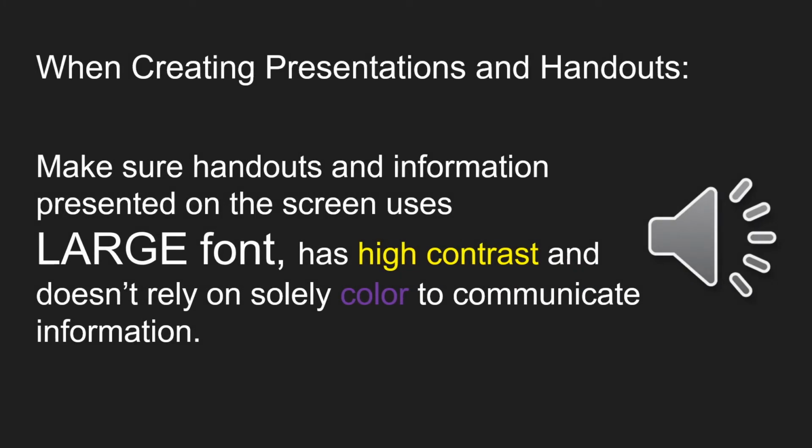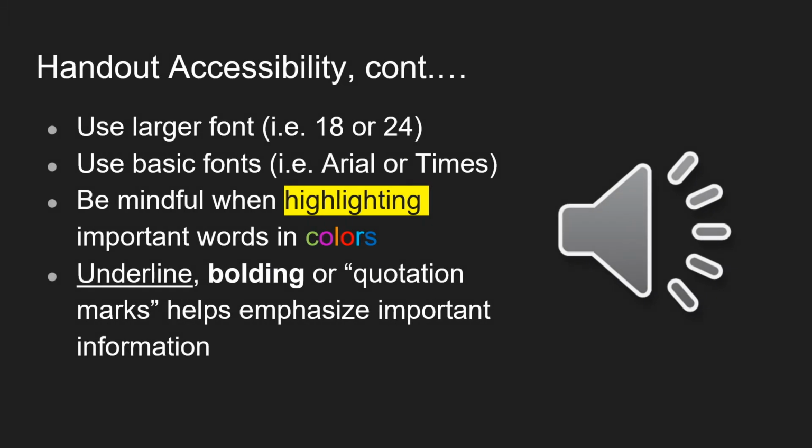When creating presentations and handouts, make sure handouts and information presented on the screen uses large font, has high contrast, and doesn't rely on solely color to communicate information. Using a slightly larger font like 18 or 24 helps people with visual impairments have an easier time reading any printed material in the presentation.